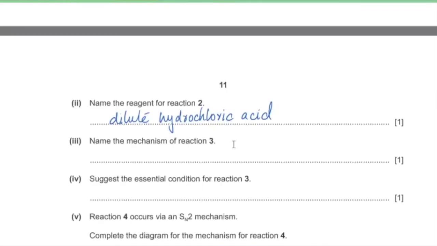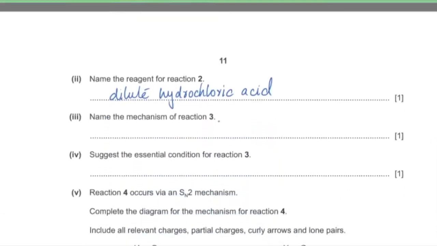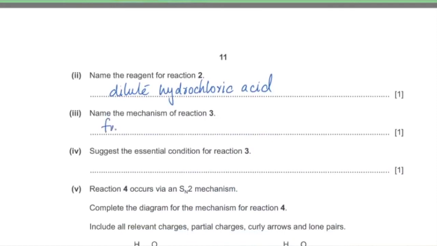Part 3, name the mechanism of reaction 3. So reaction 3 is a free radical substitution reaction because one hydrogen from here is getting replaced by an atom of halogen molecule, that is bromine. So this is free radical substitution reaction. Part 4 suggests the essential condition for reaction 3. So for free radical substitution reaction, we always require UV light.